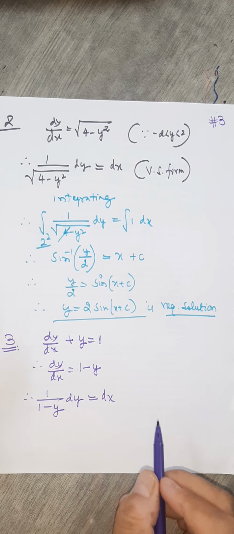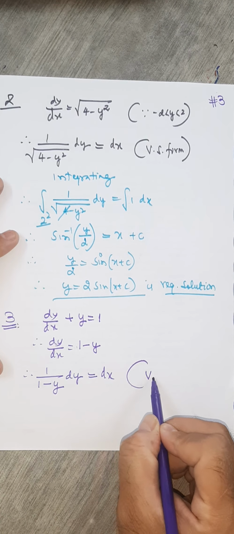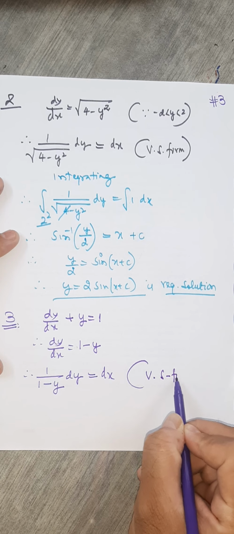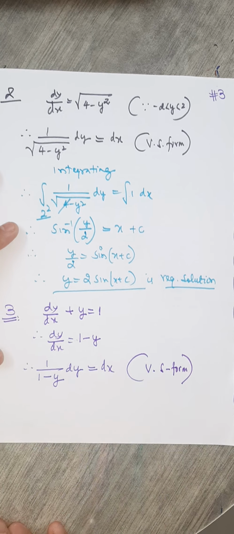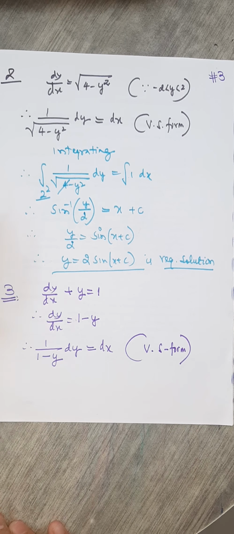It is which form now? VS form. Variable separable form, remember. This is which form? Variable separable form. Now what is the next step? Integration. So integrate it. Your next step is integration.